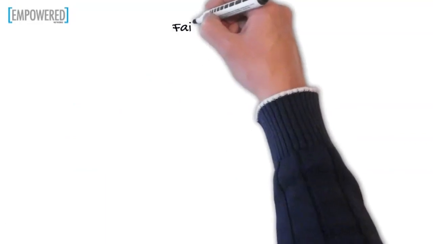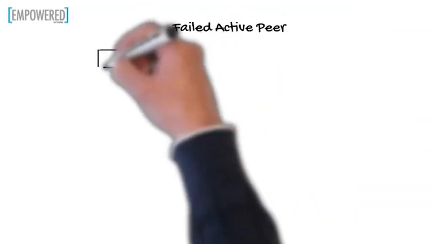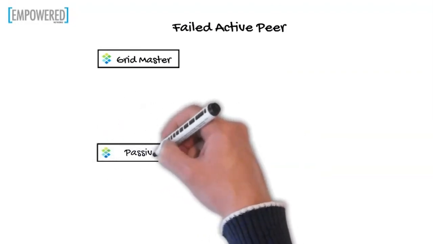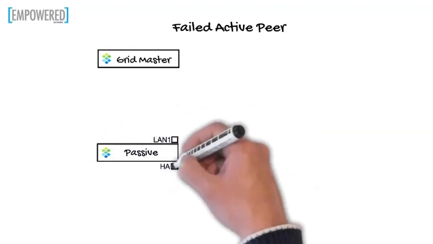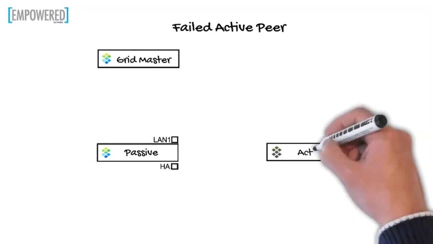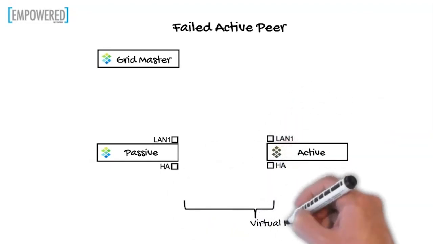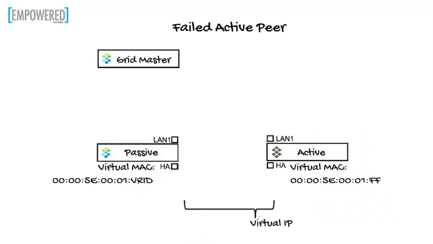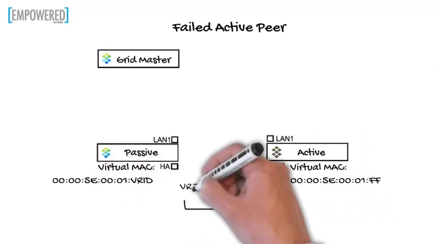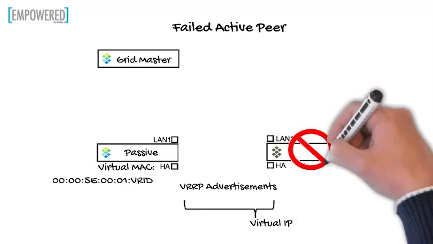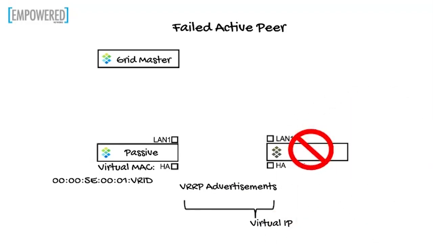Another scenario that forces failover is when the active peer becomes unavailable. When such a thing occurs, the passive peer must now promote itself into the active role, taking control of the virtual IP that is shared between the two units. This situation occurs when the passive unit fails to receive 3 VRRP advertisements in a row over the HA interface. Advertisements are 1 second apart.